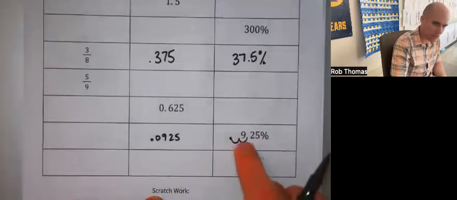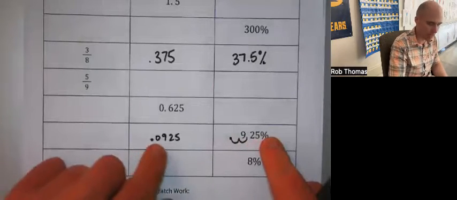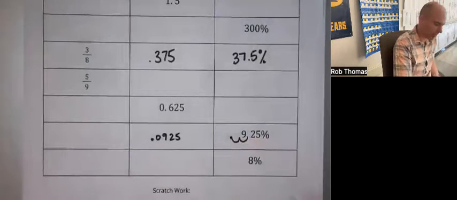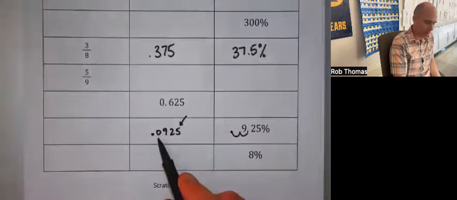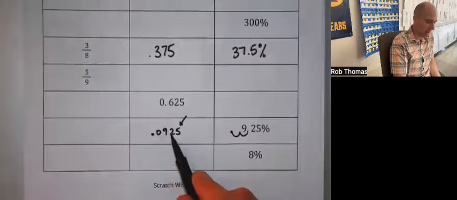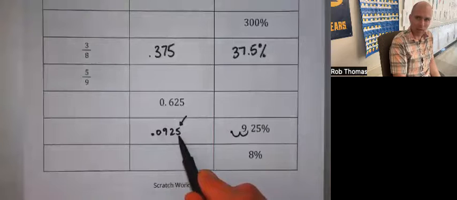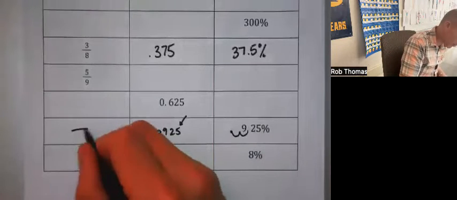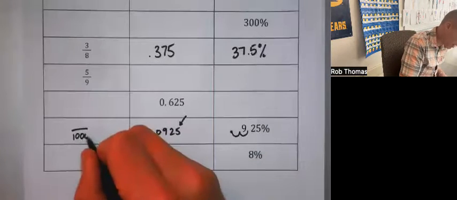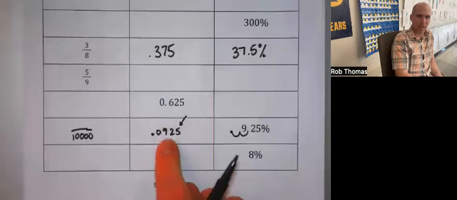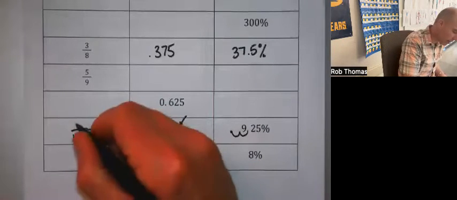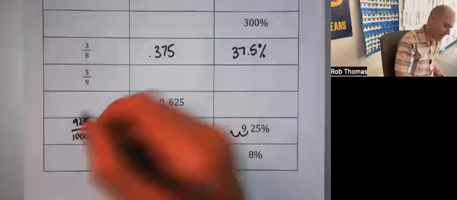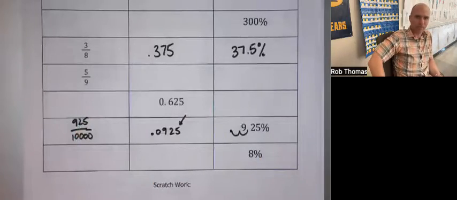So 9.25% is 0.0925. Now let's look at where this 5 is in terms of place value. We've got tenths, hundredths, thousandths, 10,000ths. So I can just make a denominator with 10,000 at the bottom, and then it's just this number, 925. I don't really need the zero in the front. It's 925 10,000ths.